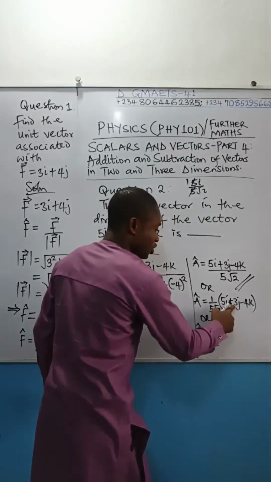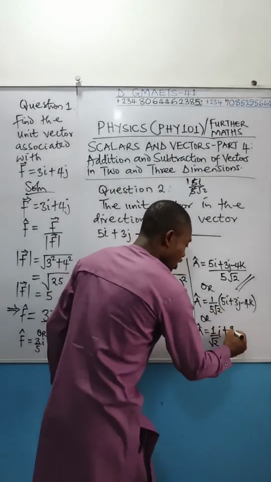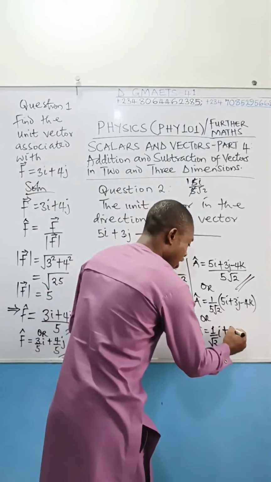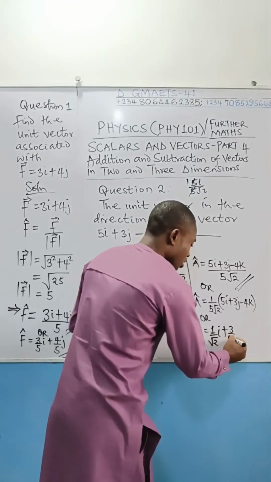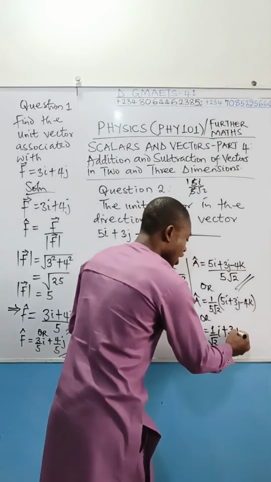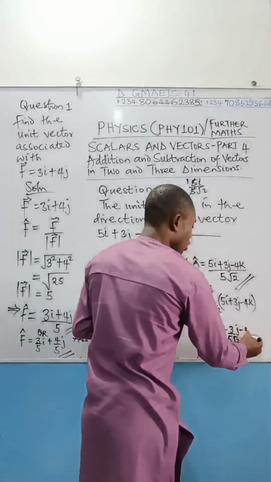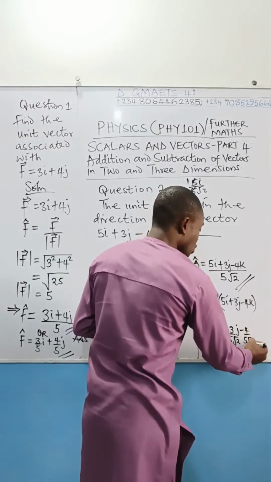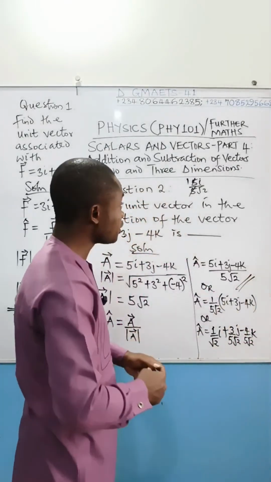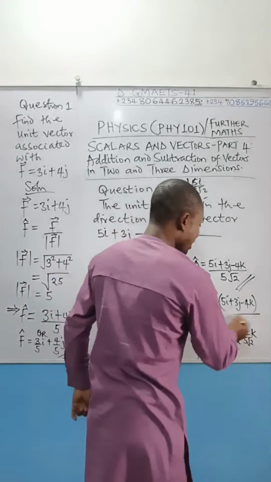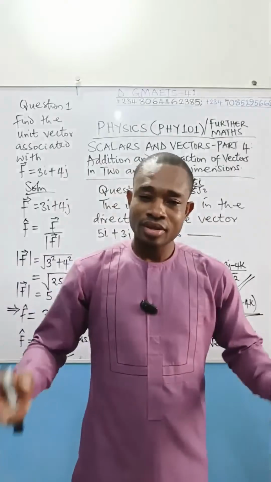Then plus, come to this term, 3 over 5 root 2. There is nothing that can reduce 3 and 5, no common term that can divide them. So you have 3 over 5 root 2. The direction goes with j. Then we have minus 4 over 5 root 2. The direction here is what? k. And it is a 3-dimensional vector. Of course, any of these could be the answer to this question in terms of the unit vector.